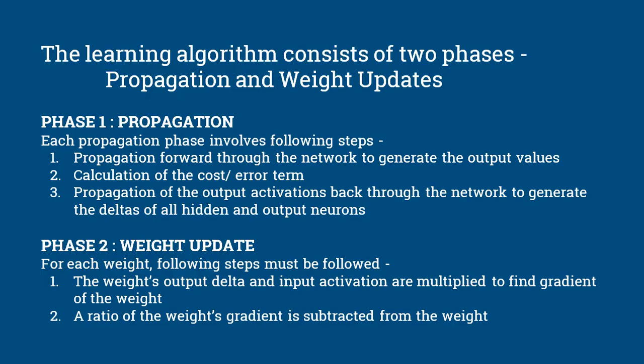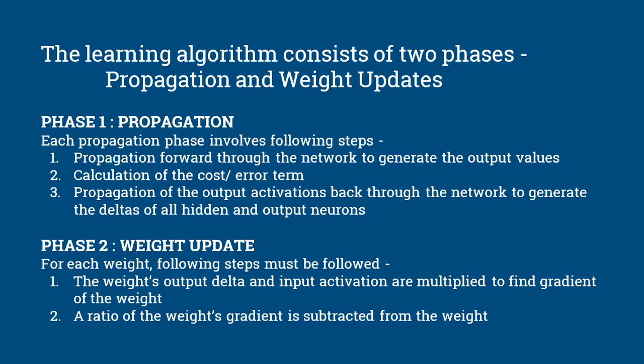In the propagation phase, first we propagate the inputs to the next level to generate the output values. At the output level, we calculate the cost or the error term, which is then propagated from the output activations back through the network to generate the deltas or the gradients for all the hidden and the output neurons.